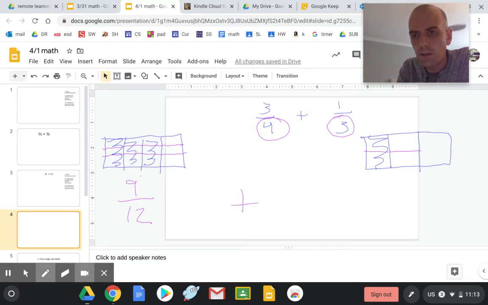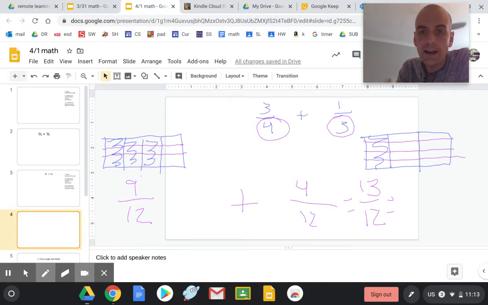So 1. So I get 4 out of 4, 8, 12 equals 13/12. And I know that if I were to have 13/12, they wouldn't all fit into one, right?